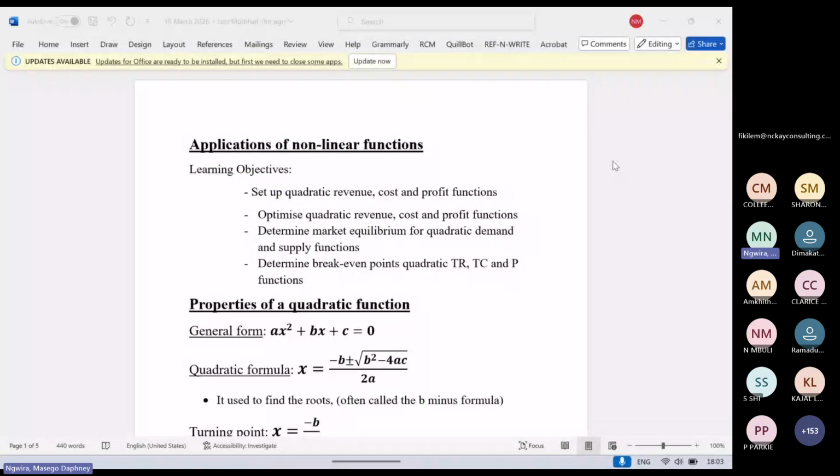All right. So today we are doing applications of nonlinear functions. The learning objectives for this chapter: set up quadratic revenue, cost, and profit functions, and then optimize quadratic revenue, cost, and profit functions, determine market equilibrium for quadratic demand and supply functions, and determine break-even points for quadratic total revenue, total cost, and profit functions.